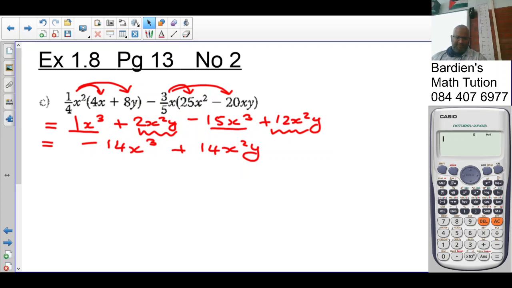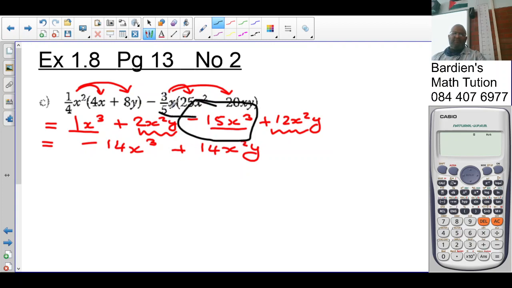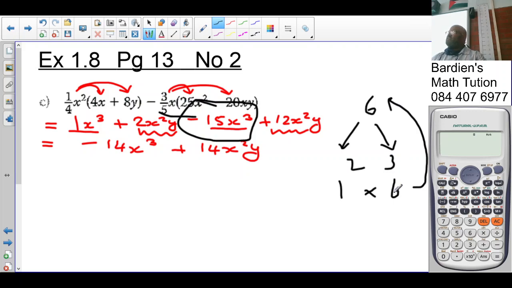So if we look at this here, negative 15x squared is a factor of 3 over 5x, and 25x squared is a factor then of negative 15x squared. You understand? Like if you got 6, the factors of 6 are 2 and 3, or 3 and 2, as well as 1 and 6, not so, and 6 and 1. So these are what we call factors. So when we multiply them together, I get the 6 again. Can you see that?